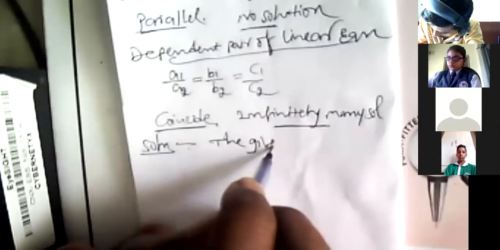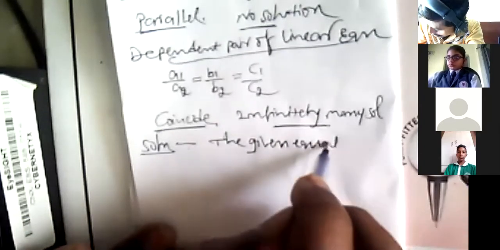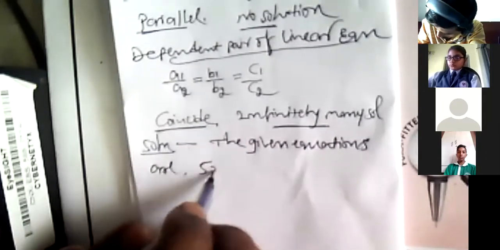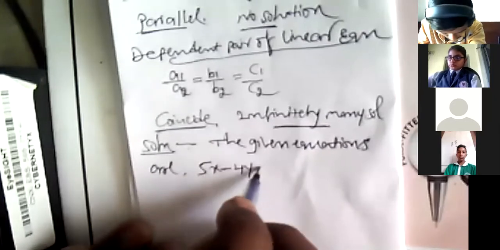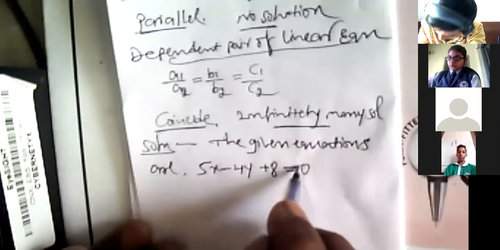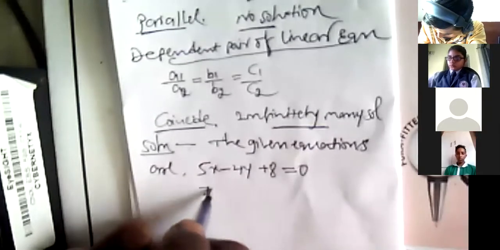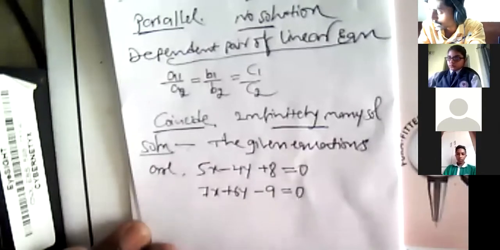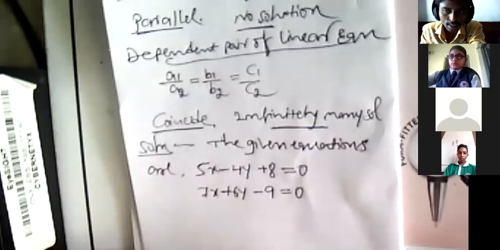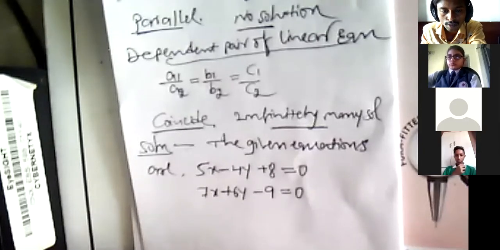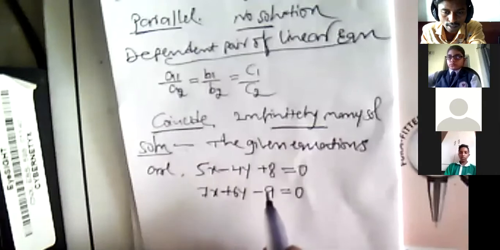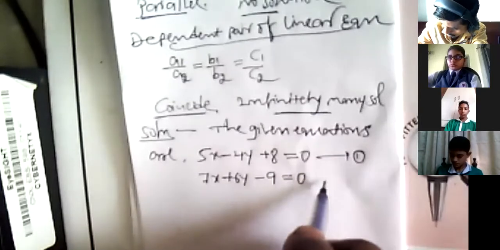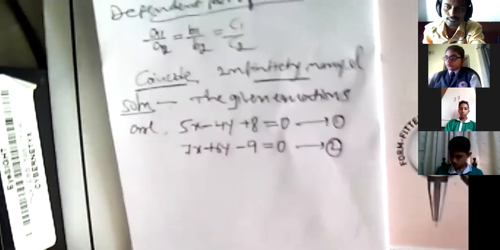The given equations are 5x minus 4y plus 8 is equal to 0, and 7x plus 6y minus 9 is equal to 0. You can write this as equation 1 and this as equation 2. These are all methods you can follow.